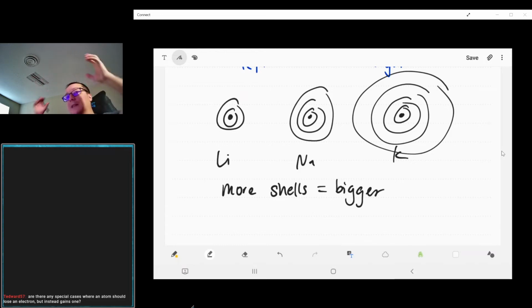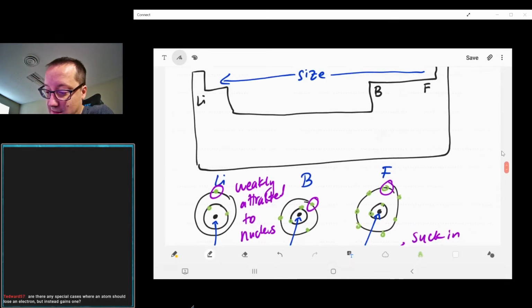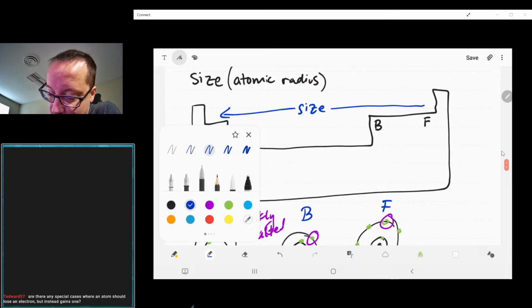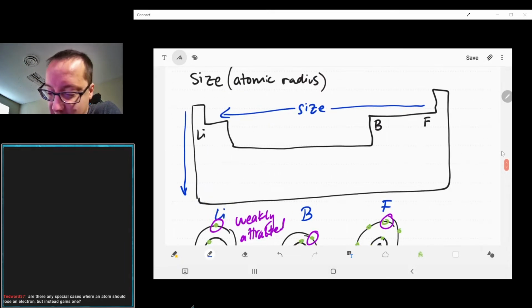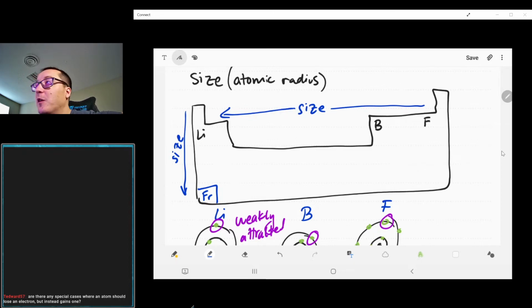Remember, all these shells build out upon each other. So the farther out you are from the nucleus, you have more shells, you're going to have a bigger atom. And so we're going to see that size will also increase as you go down the periodic table. So this means that francium is going to be our biggest element, right? So francium down here is going to be our biggest element. Has the largest radius of all of the atoms.